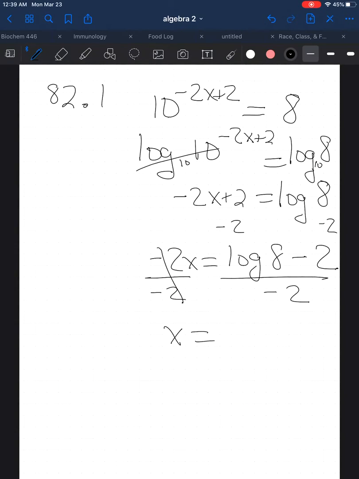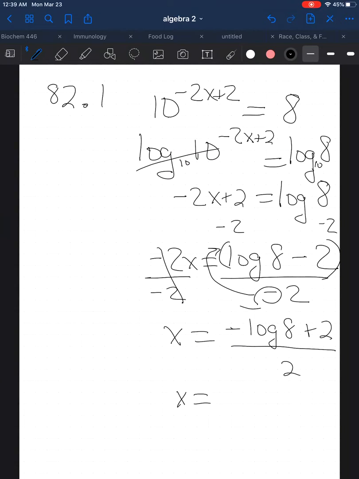Now, if you want to just leave the answer in that form, it's fine with me, except that you can't leave this negative in the denominator. Instead, we have to take it up and make it minus log of 8 plus 2 over 2. Remember, if you take this negative up and multiply it times everything in the numerator, everything changes sign. Now, if you want to put that in the calculator and give a decimal answer for it, you can, but you don't have to. It's fine to leave that as an exact answer.